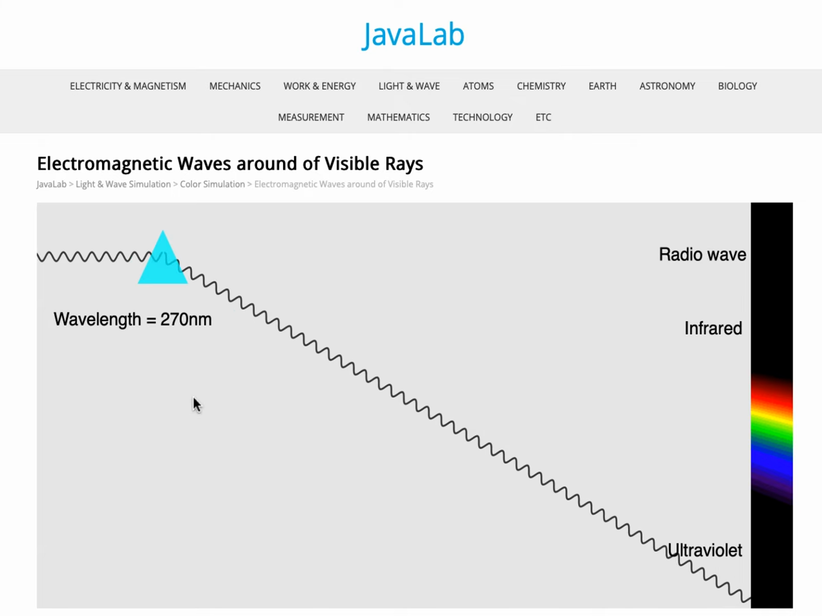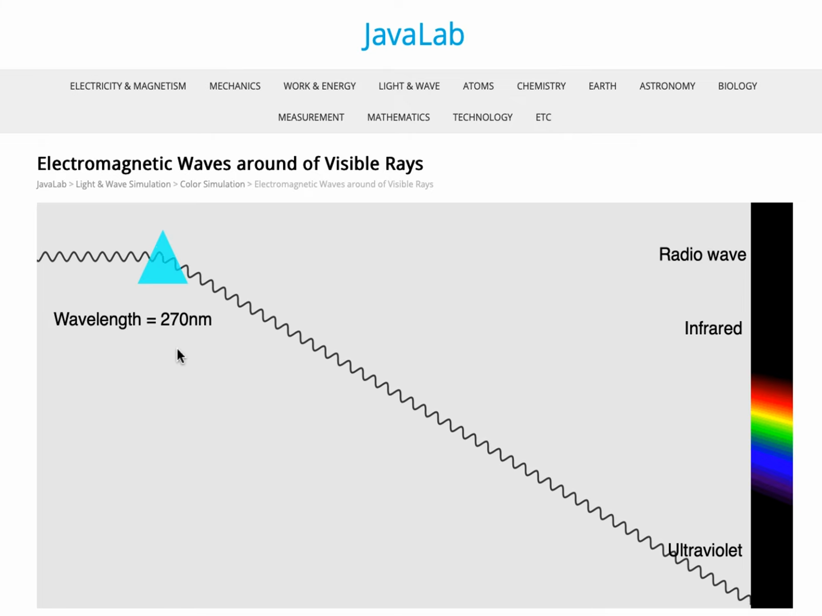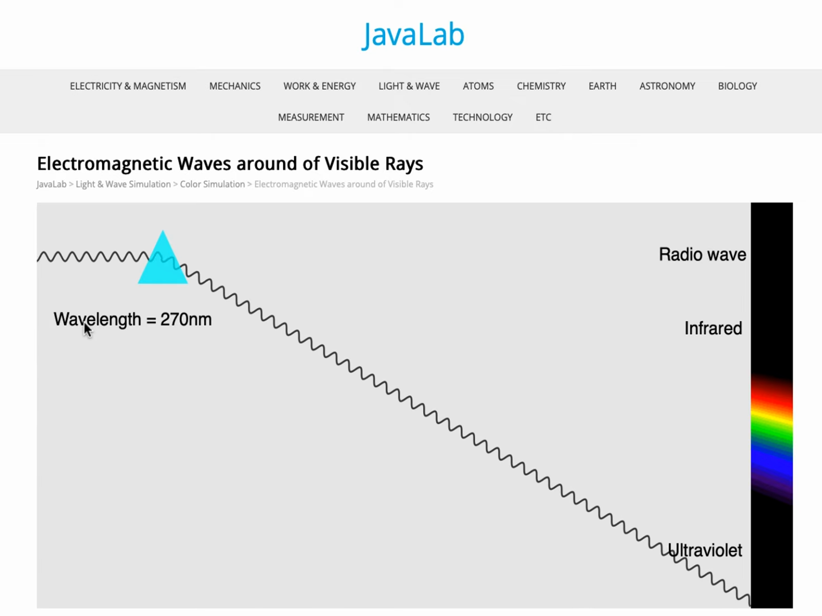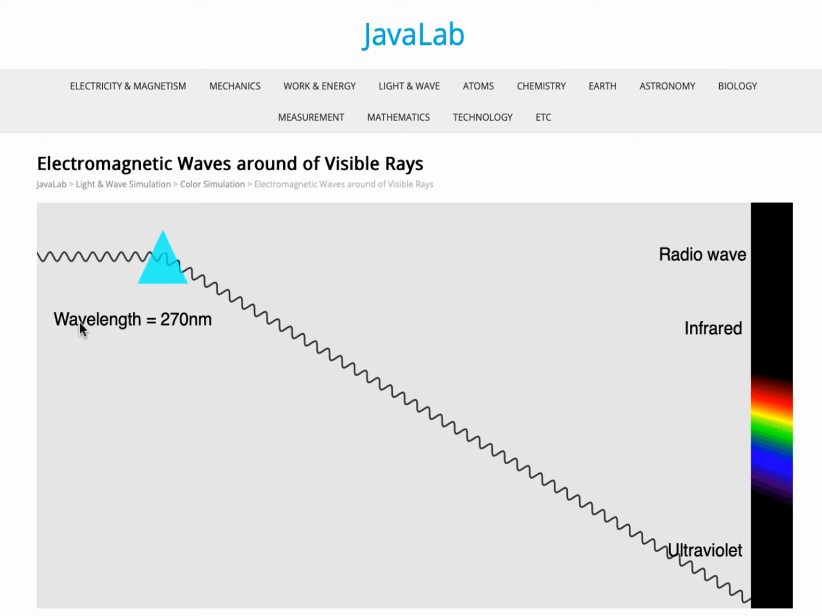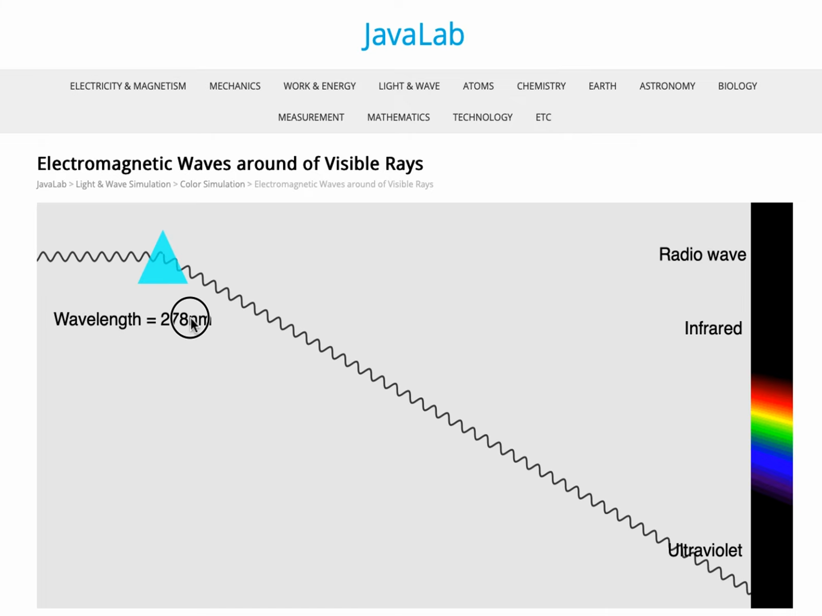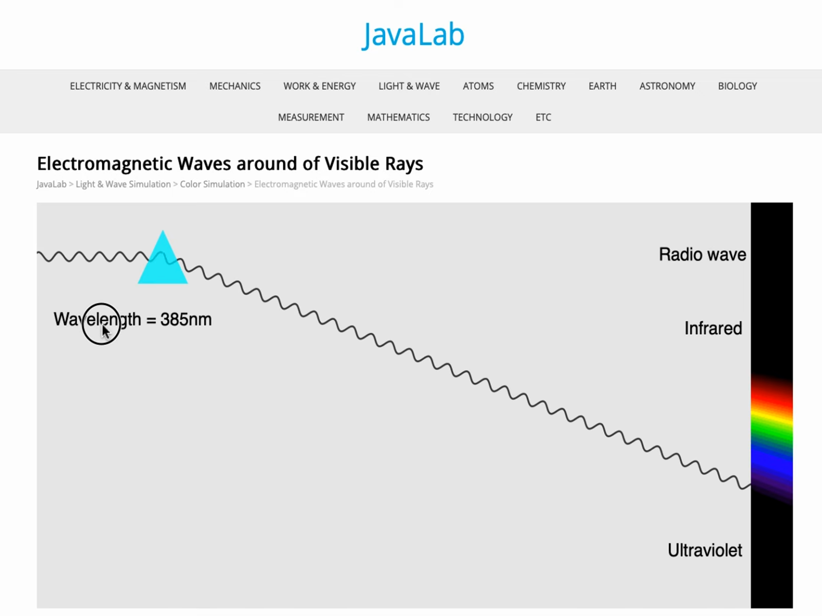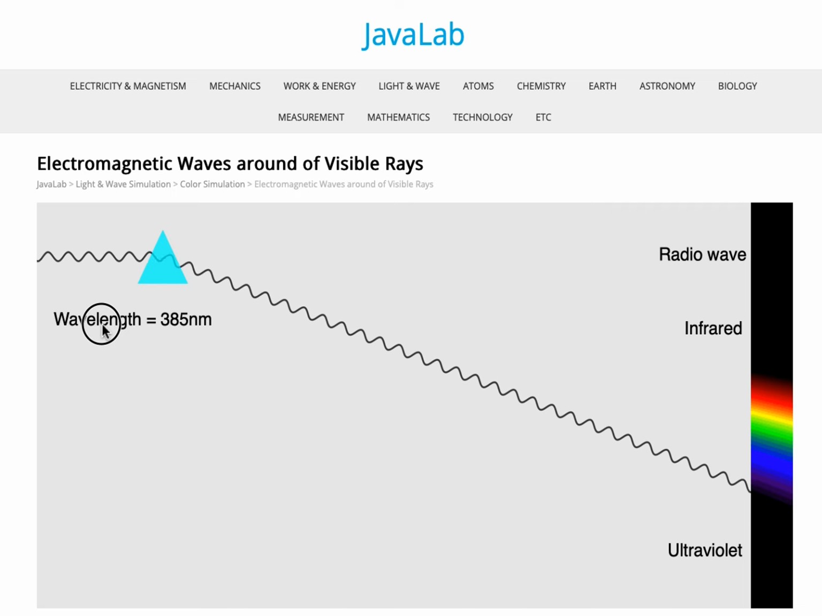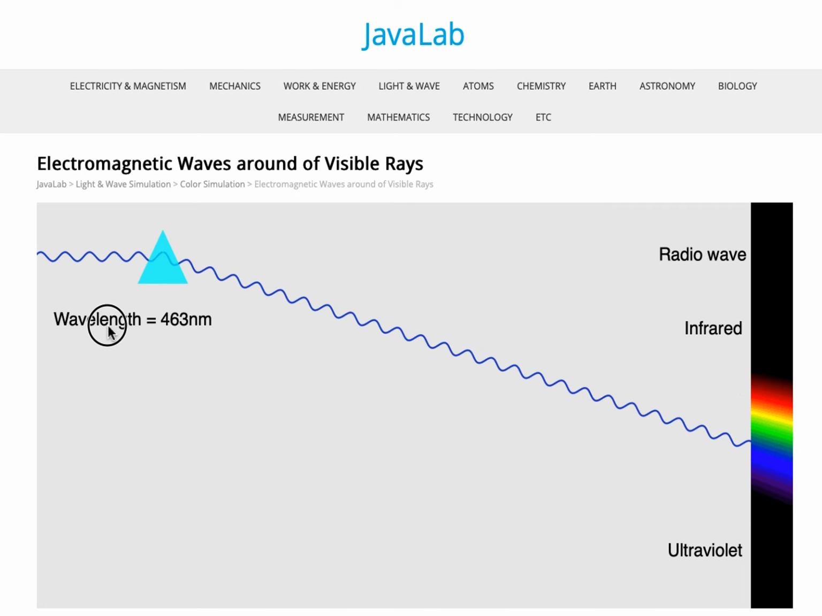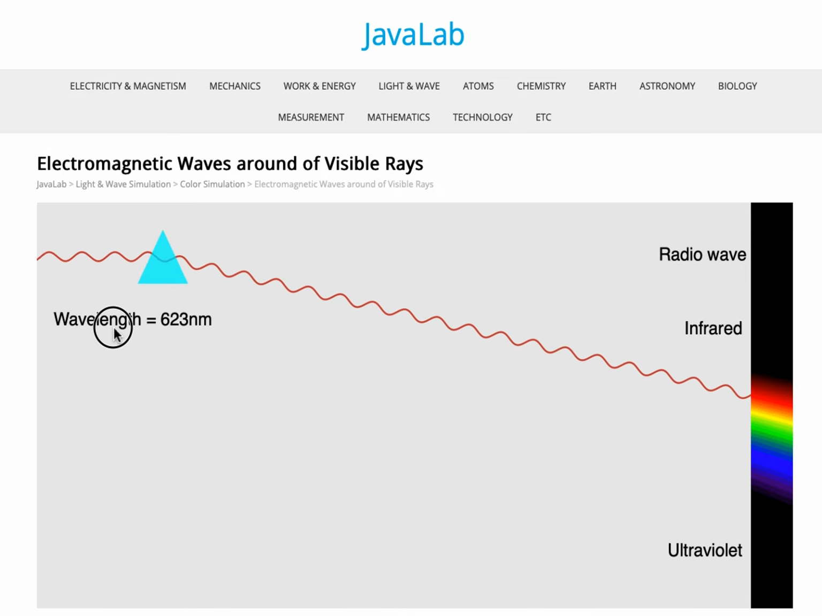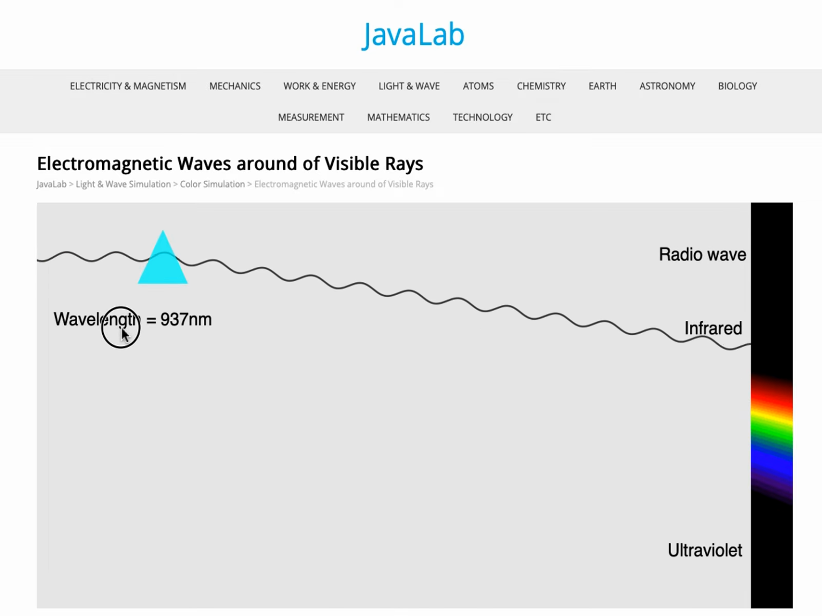kinds of electromagnetic radiation. So here you're seeing something that has a high frequency or a short wavelength. And let's see what happens if I lower the frequency. So as I lower the frequency, you notice here that this is getting more towards the violet part of the spectrum, and now this is getting towards blue, green, and then now you have orange, and now you're at the infrared.